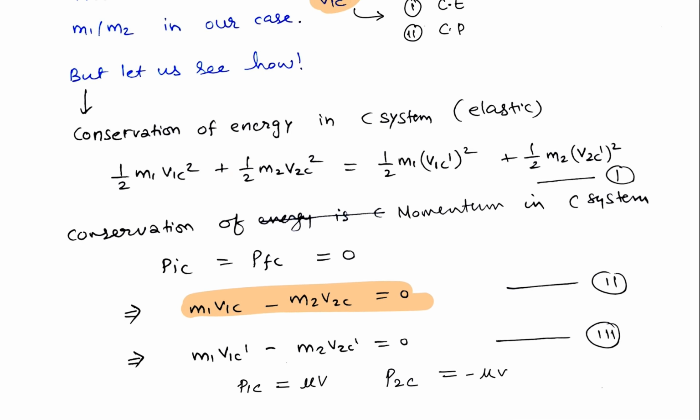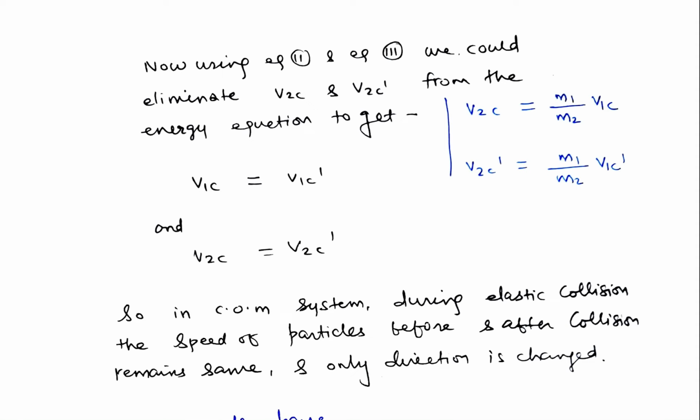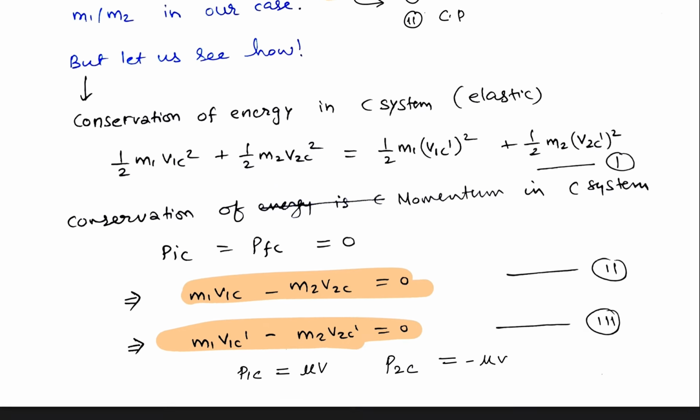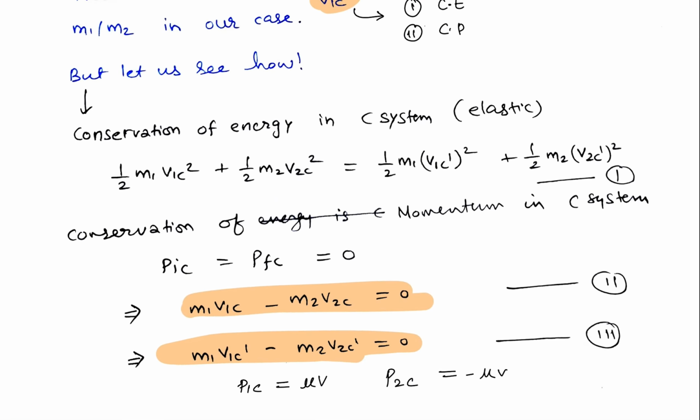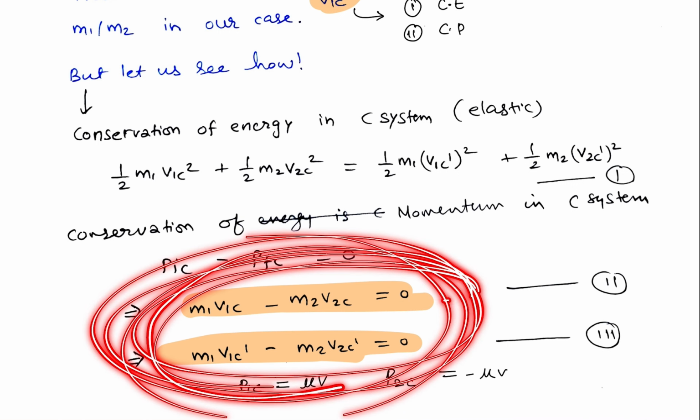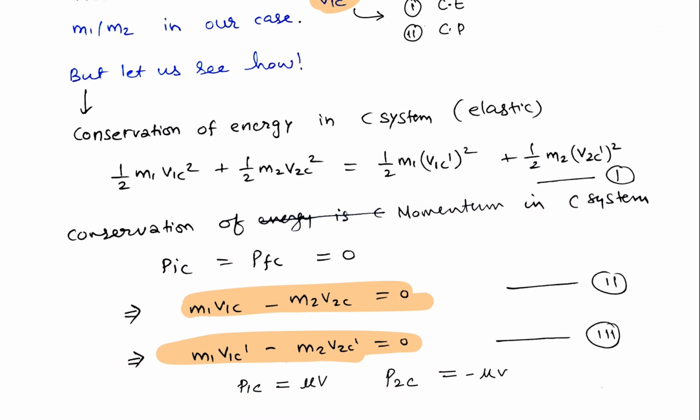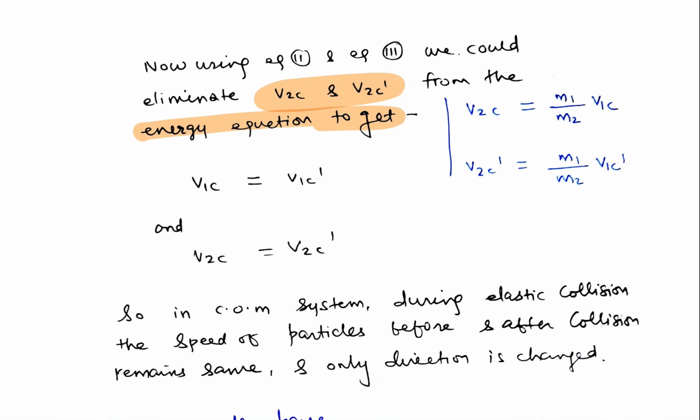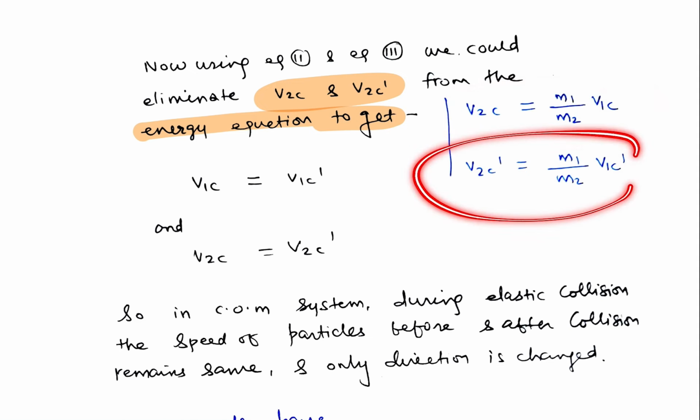Okay, so when you do it for before system and after system, you have got these two important relations, and from these two relations you could eliminate v2c and v2c prime from the energy equation. In energy equation you have these things, something after the collision, that is v1c prime and v2c prime. I want to throw them out. So to throw them out, we will need these two relations. Okay, if you put v2c and v2c prime from here to here, then this will be eliminated. So we have just taken out v2c and v2c prime, and these are the values.